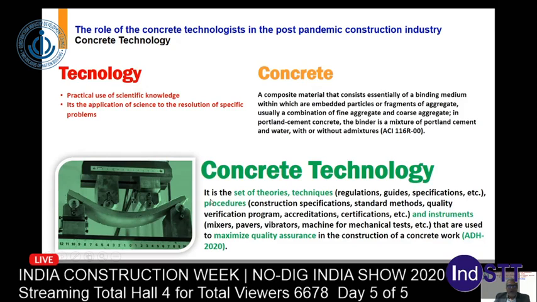Okay, so concrete technology is the set of theories, techniques, procedures, and instruments that are used to maximize quality assurance in the construction of a concrete work. So this definition clearly exhibits the elements that we have to put together to maximize quality assurance in the construction industry. And who will be in charge to put this together? The professional, the civil engineer or the architect.